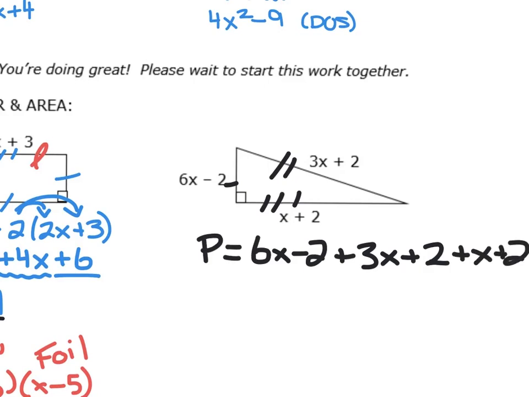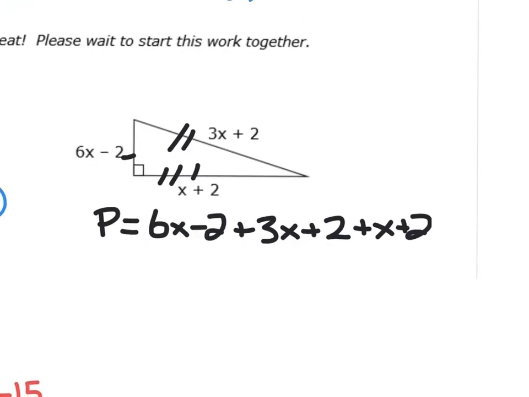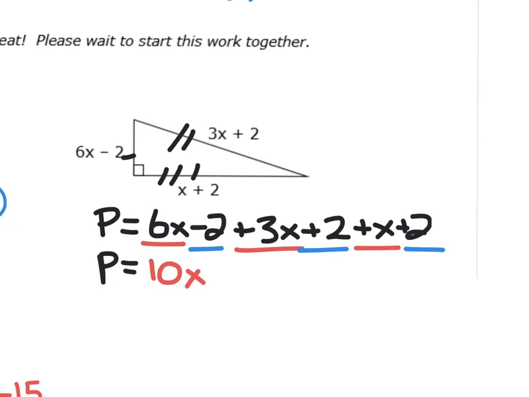And now it's about collecting the like terms. So if I want to, I'm just going to underline 6x, positive 3x, positive x are like terms. With that, we get 6 plus 3 plus 1, we would get 10x. And then negative 2 plus 2 plus 2 would leave us with a value of plus 2 as our final answer.